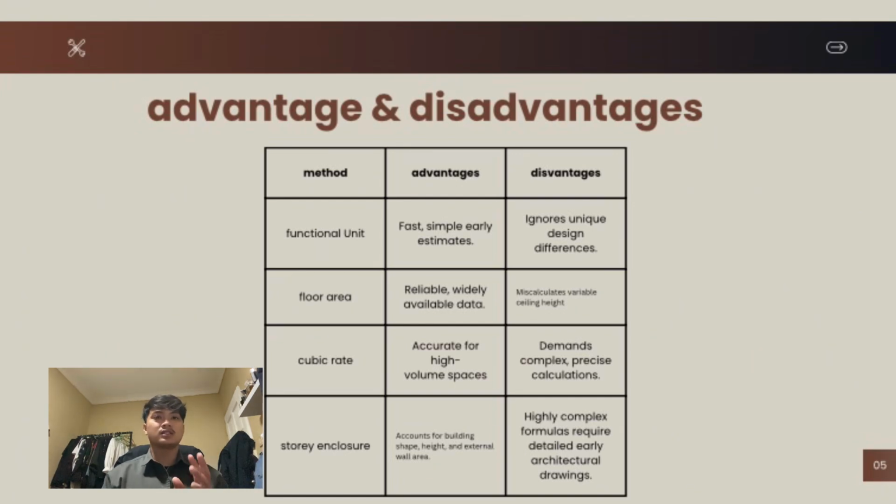And the last one is storey enclosure. The advantage is it accounts for building shape, height, and external wall area, but the disadvantage is it has highly complex formulas and requires detailed early architectural drawings.